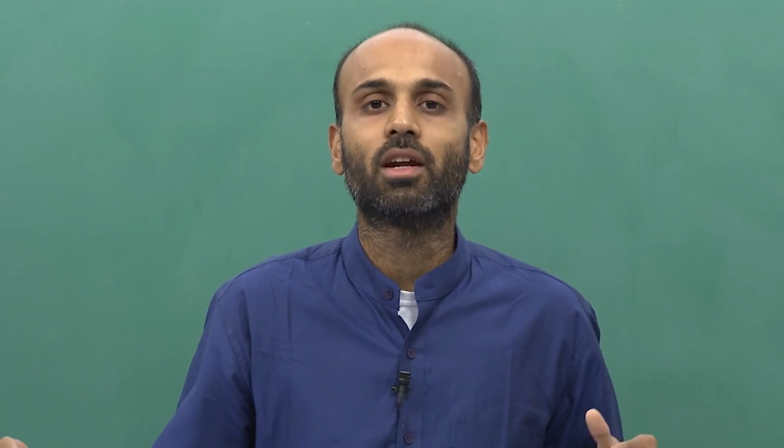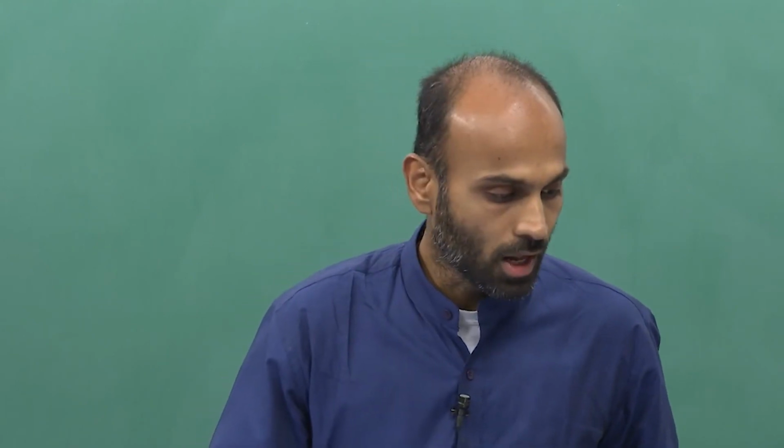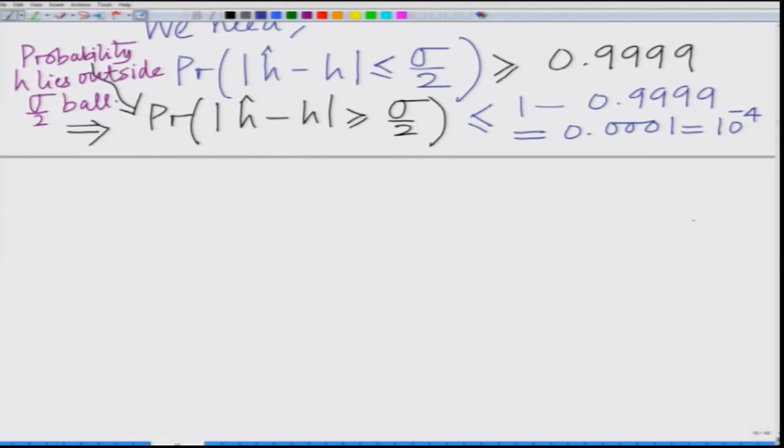That has to be the case, because the sum of both these probabilities, the probability that it lies inside the ball plus the probability that it lies outside the ball, has to be equal to 1. So, one is greater than or equal to 0.9999, which means the other has to be less than 1 minus 0.9999, which is 10 to the power of minus 4. Okay. So, it is very simple, and now look at this, we have this h hat minus h.